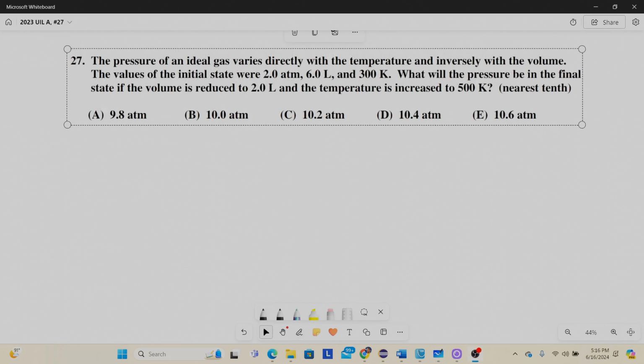All right, the final problem I'd like you to try your hand at, and I'll fast forward through my work to see if our answers agree, is from the year 2023, the UILA release number 27. I'll go ahead and make a statement of the problem. It says the pressure of an ideal gas varies directly with the temperature and inversely with the volume. The values of the initial state were 2.0 atmospheres, I believe that's the unit for the pressure of a gas, 6 liters and 300 kelvins. What will the pressure be in the final state if the volume is reduced to 2 liters and the temperature is increased to 500 kelvins?